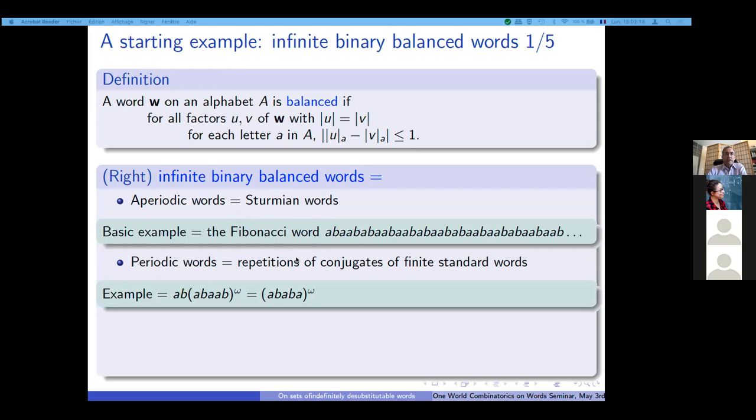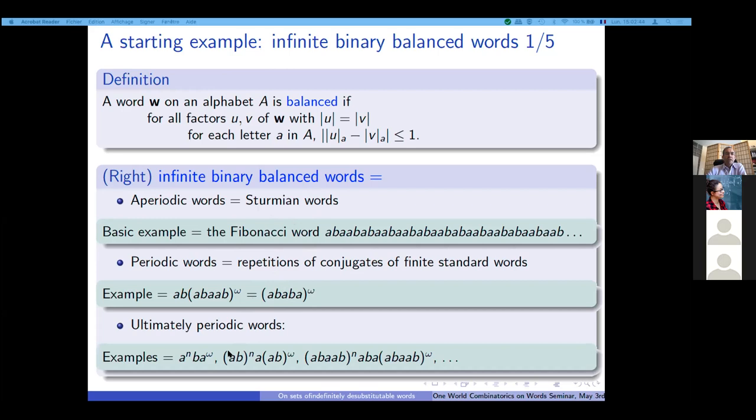Here, for example, consider the standard word ABAAB, and I consider its infinite repetition, but I start the repetition from the suffix AB, and so we obtain this conjugate and the infinite repetition of this conjugate, which is balanced. And among balanced words, in addition to aperiodic words and periodic words, there are also some skew words that are ultimately periodic.